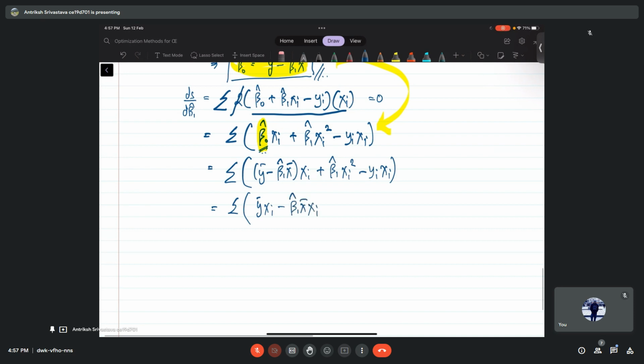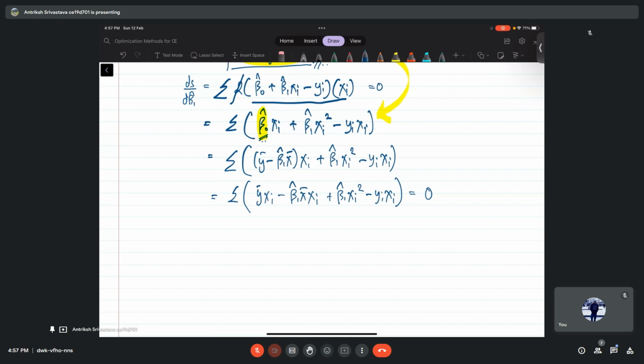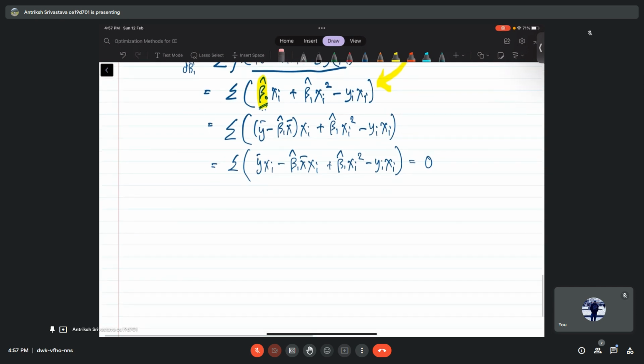Now you will see that we have only beta 1 here and then 0 here, so we can shift some quantities to the right side and we can get the expression for beta 1 hat. Let's try to get that. Now let's give sigma to everyone. Now this y bar is the mean of y. It is a constant, so it will come out. So we will get this. Similarly, beta 1 hat and x bar, these both are constant. They will come out, and xi will get the sigma, and here also xi square will get the sigma, and this is simply sigma xi yi is equal to 0.